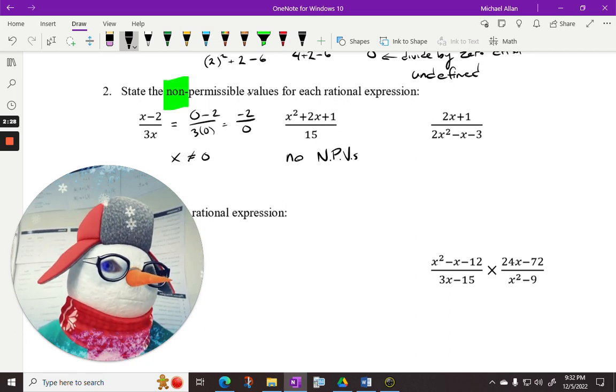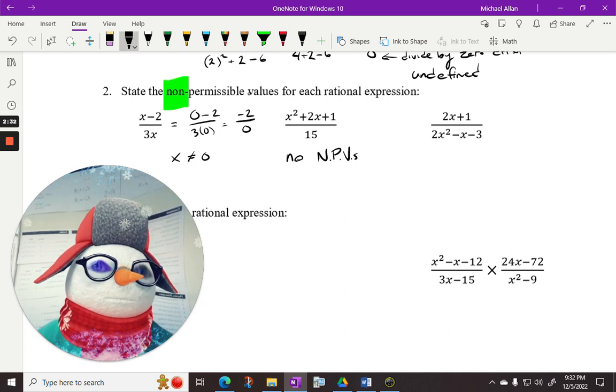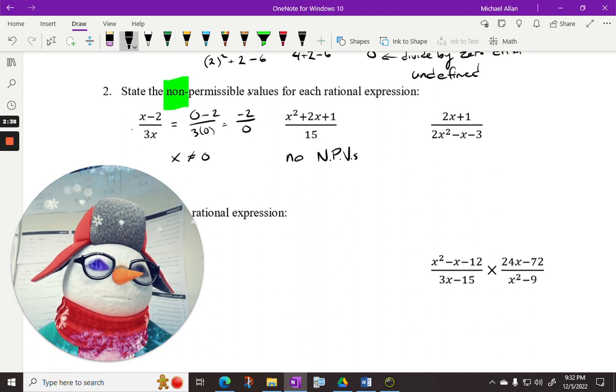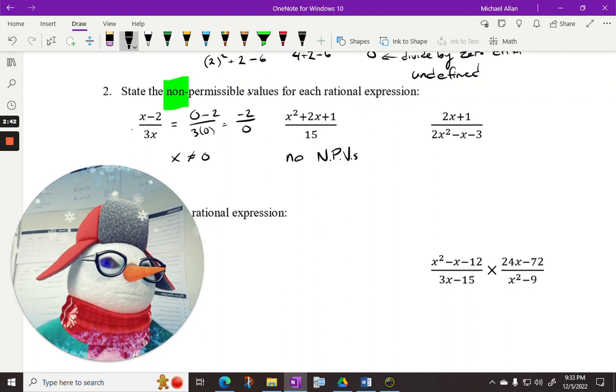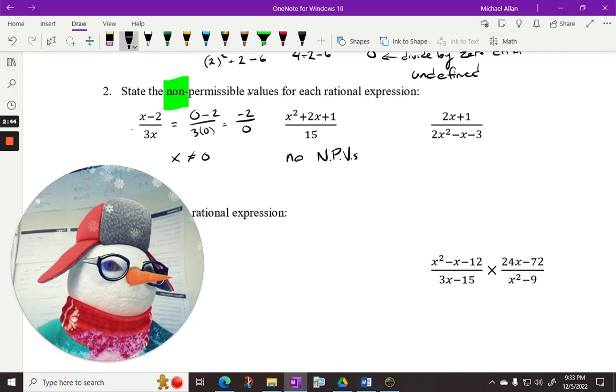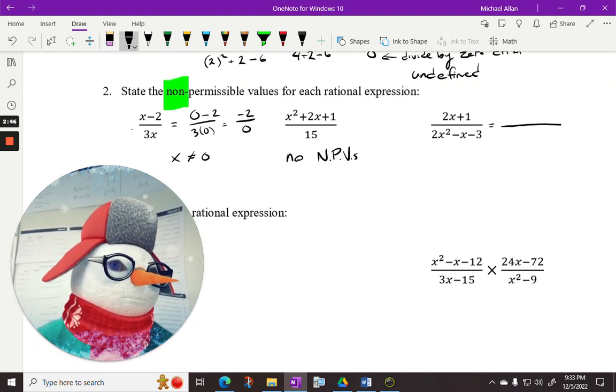Over here, I'm just worried about the bottom, not the top. Like over here, I can make the top equal to 0 by putting in a 2, but the bottom will just be a 6. I can divide by 6, that's fine. So we're just worried about what's on the bottom. Usually the way to find this out is to factor it.